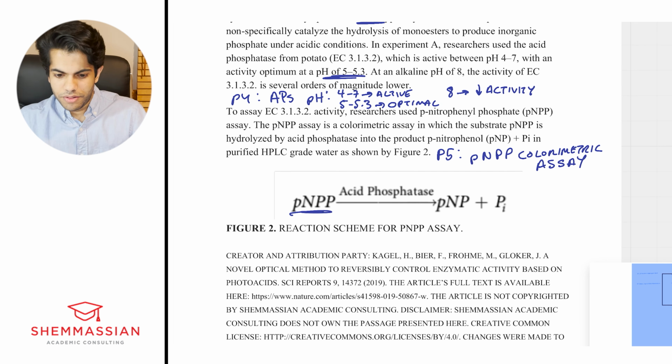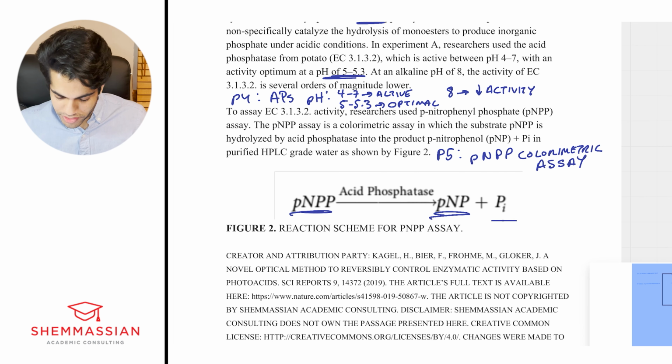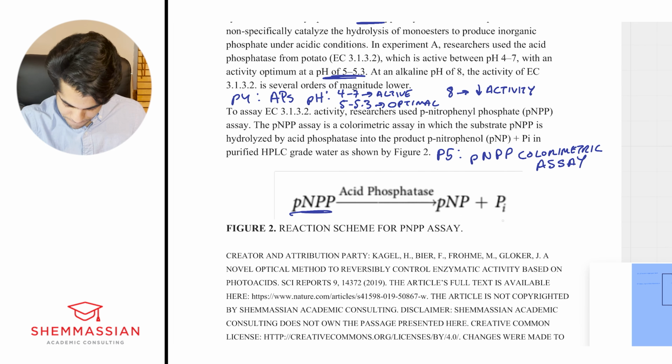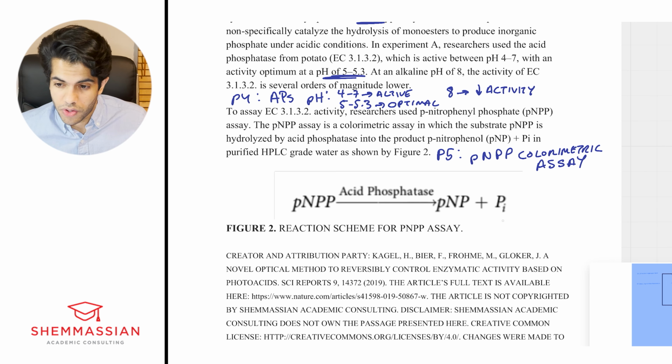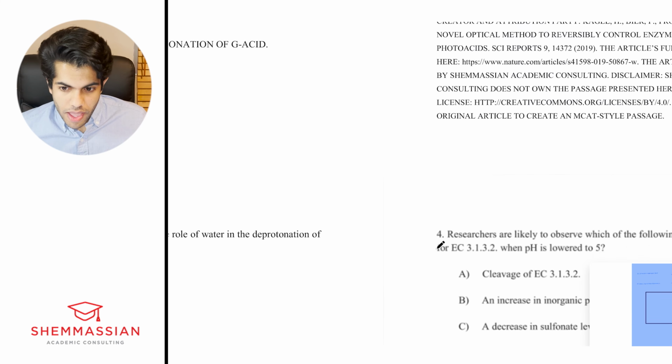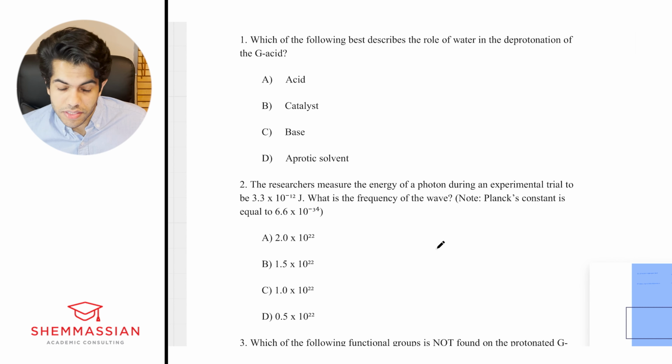So once we've outlined our passage, finished reading through it, let's go ahead and just dive into the questions. All right, so question 1, which of the following best describes the role of water in the deprotonation of the G acid? A, acid, B, catalyst, C, base, or D, aprotic solvent?